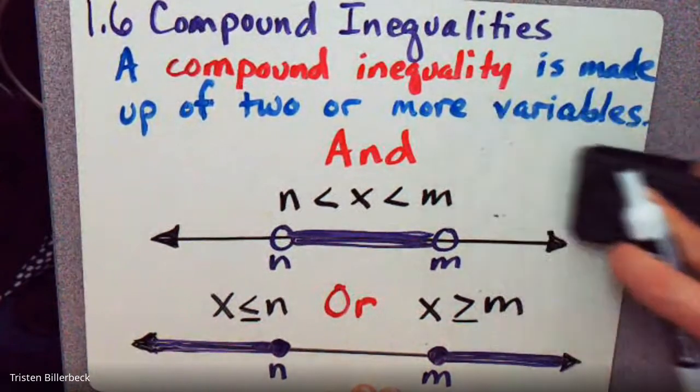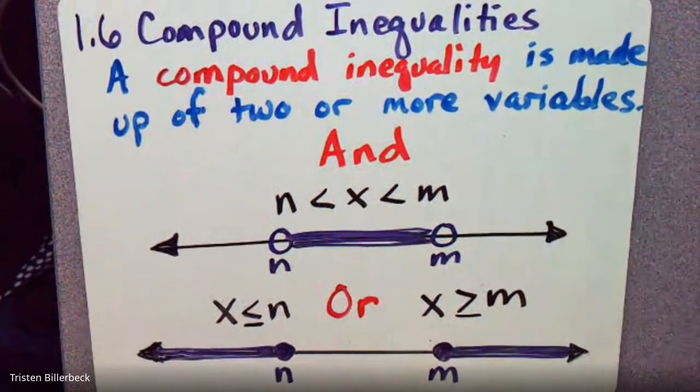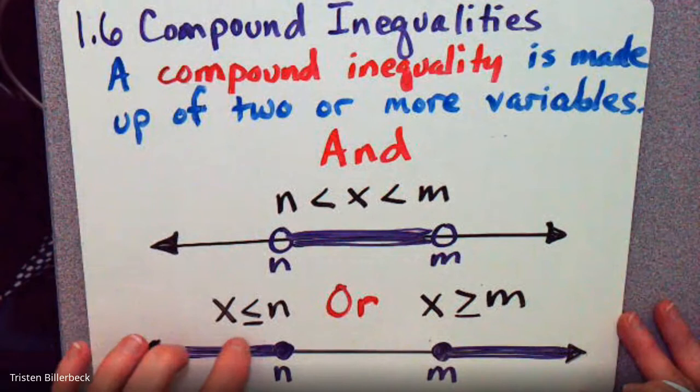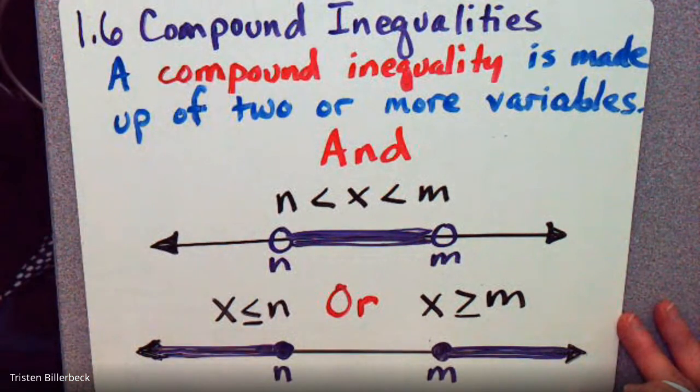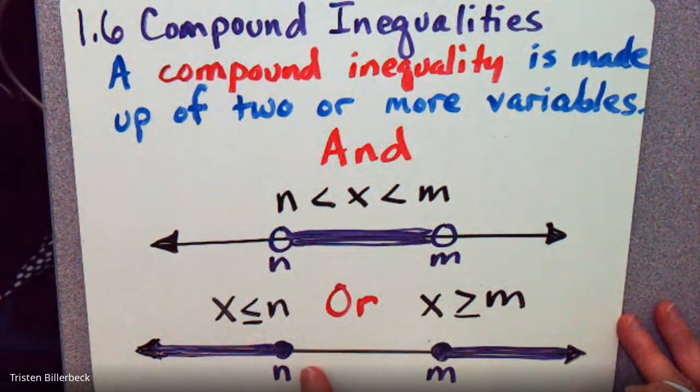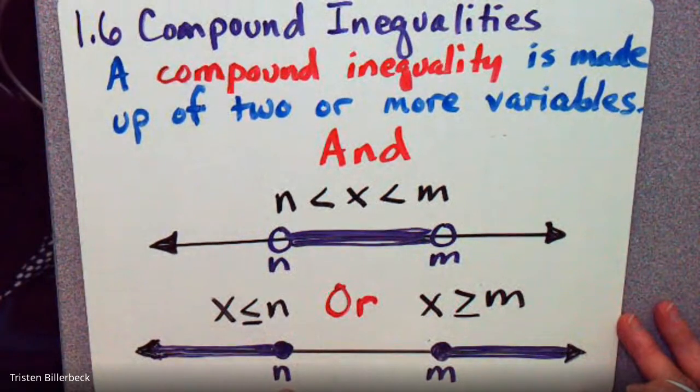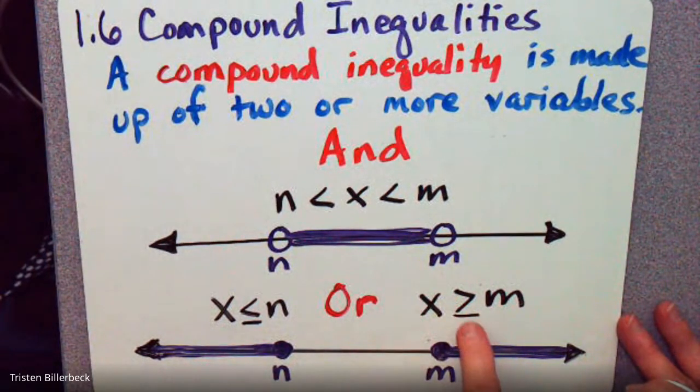Okay. So then our next situation is the OR. So this one we have x is less than or equal to n. And this one starts, since it's got an equal bar here, this point is solid, it's included. So it can be n, or it could be anything less than n. This x can be m because it also has an equal bar, so we have a solid point, and it can be anything greater than.